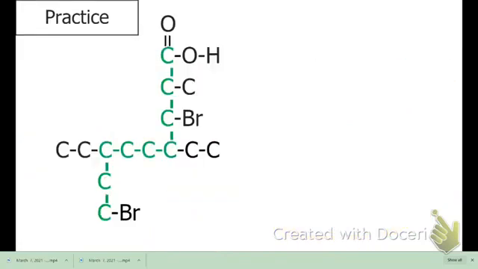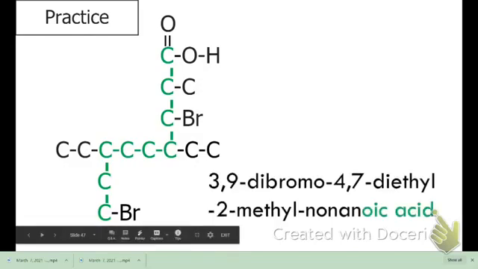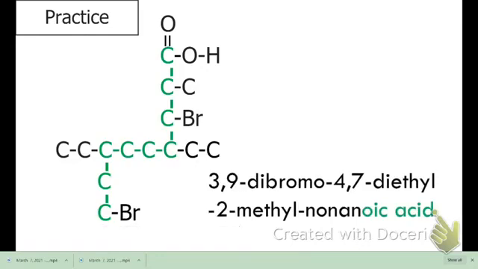See if you can name this one. Pause. Press play when you're ready. Okay, this is 3,9-dibromo 4,7-diethyl 2-methyl nonanoic acid. So let's deconstruct this.